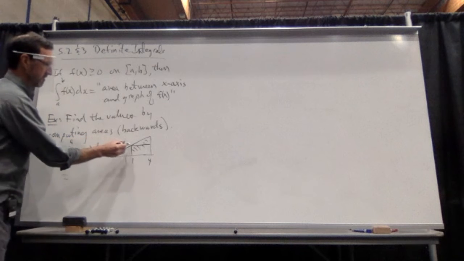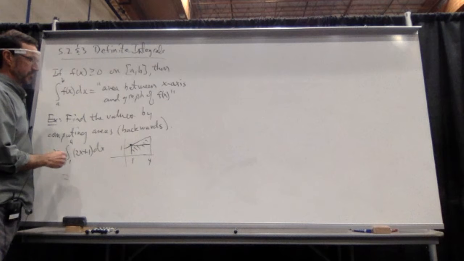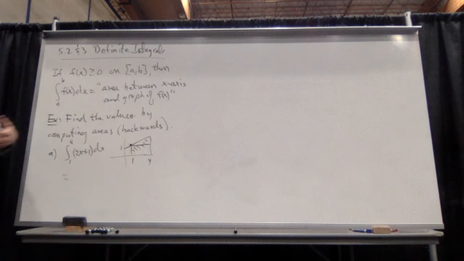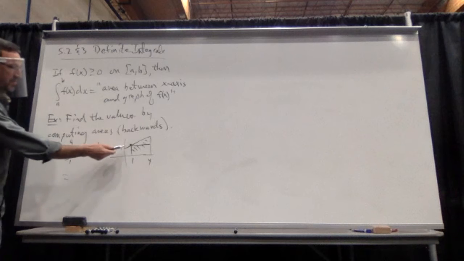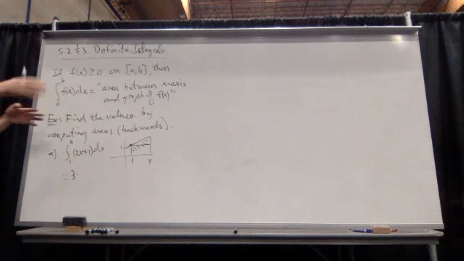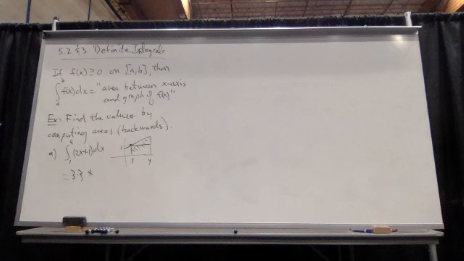What's the y coordinate at this point right here? 3. Yeah. The picture guides us, but we use algebra and arithmetic to get the values. Yeah, we just plug in 1, and you get 3. So it's 3 units tall. How long is it? 3. So the rectangle has 9 units of area, and there's still a triangle under this function.